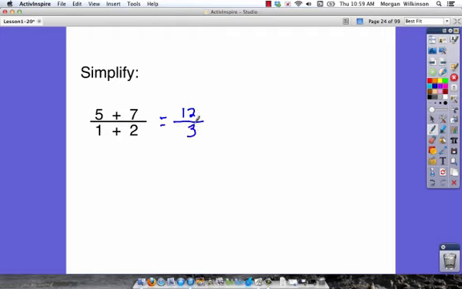And we know 12 over 3 is the same exact thing as 12 divided by 3, and 12 divided by 3 is equal to 4. So 12 over 3, just because it looks like a fraction, doesn't make any difference. It's still equal to 4, and we've got our final answer. We want to make sure we simplify or reduce when possible.